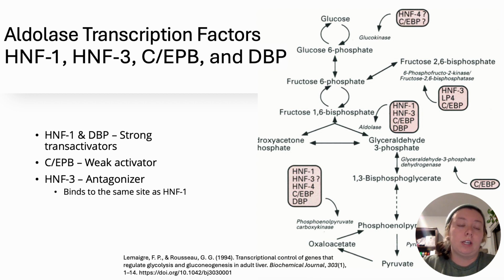Specifically, HNF1 and DBP are strong transactivators, which means they are strong activators. They would increase the transcription of aldolase. C/EBP, while it is a transcription factor and a transactivator, is a weak one when compared to HNF1 and DBP. Whereas HNF3 is an antagonizer, or it prevents the transcription of aldolase. This is because it binds to the same site as HNF1.